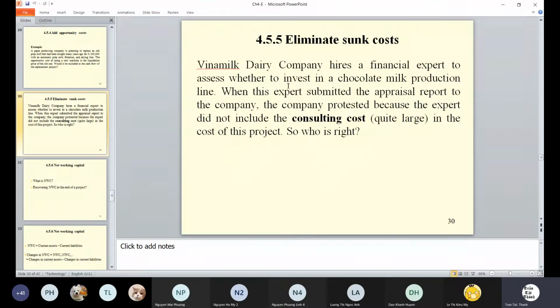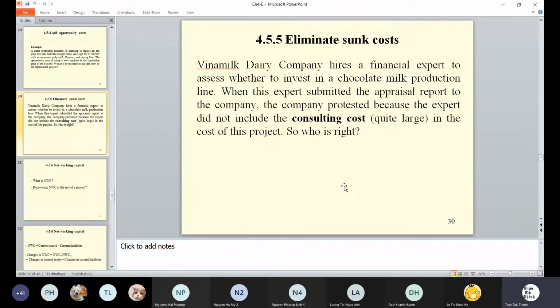When a milk dairy company hires a financial expert to assess whether to invest in a chocolate milk production line, when this expert submitted the appraisal report to the company, the company protested because the expert does not include the consulting cost, which is quite large, in the cost of this project. So who is right? I think we studied this one last time, but I still want to ask you again, who is right?